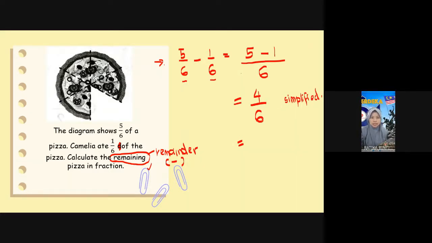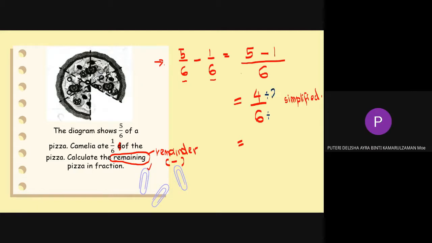Kalau awak tengok dekat sini, both numerator and also denominator is even number. If both numerator and also denominator is even number, you can simplify by using what operation? How to simplify? Kita nak kecilkan dia. Kalau kita nak kecil guna operasi apa? Darab ke bahagi? Bahagi. Yes, bahagi. Okay, now both are even number. So you divide with what? 2. Yes.